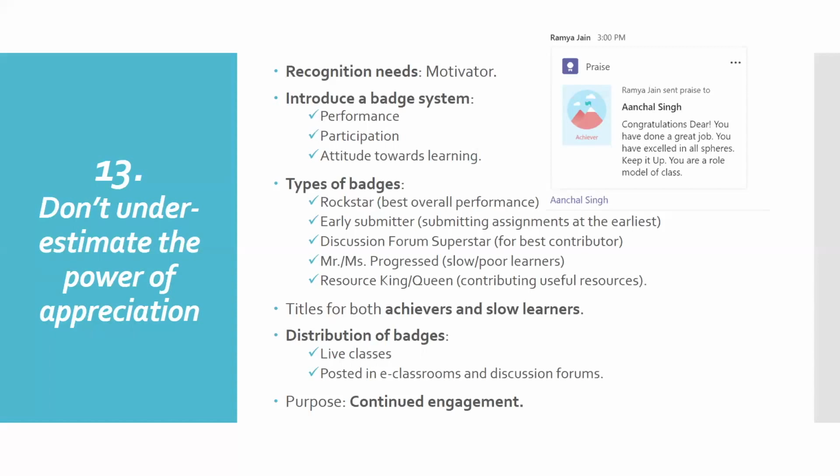Here, I would like to bring to your attention an important point. In order to optimally utilize this strategy, try to have titles for both the achievers and slow learners, and also distribute the badges in the live classes or post them in e-classrooms and discussion forums. This acts as an incentive and encourages continued engagement.